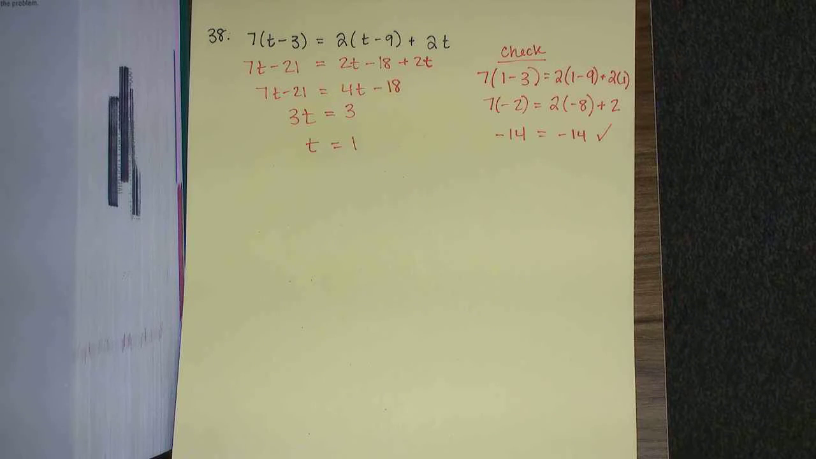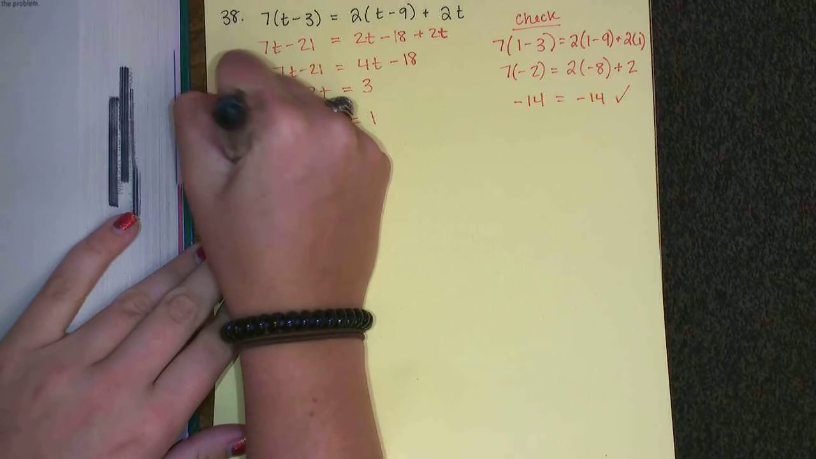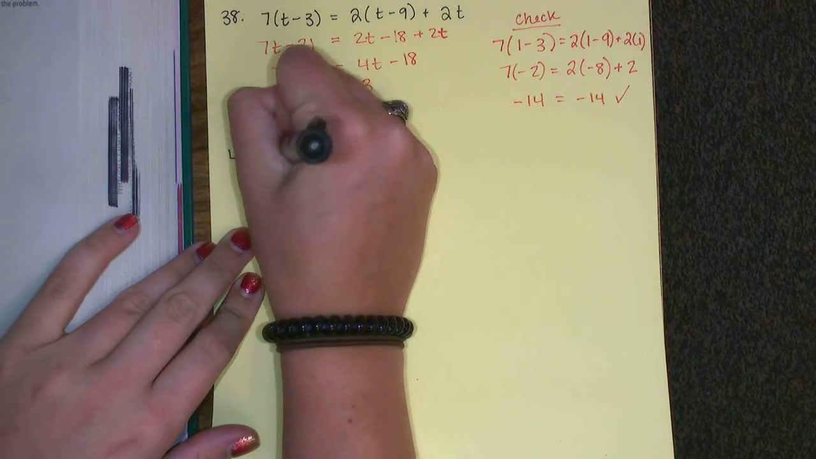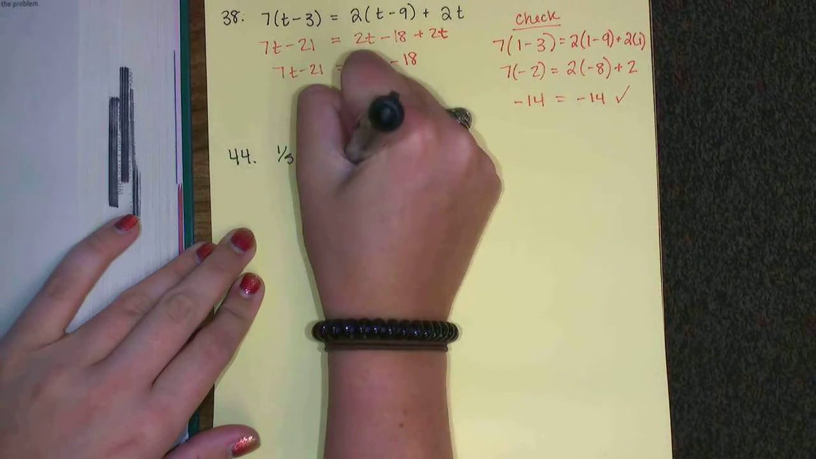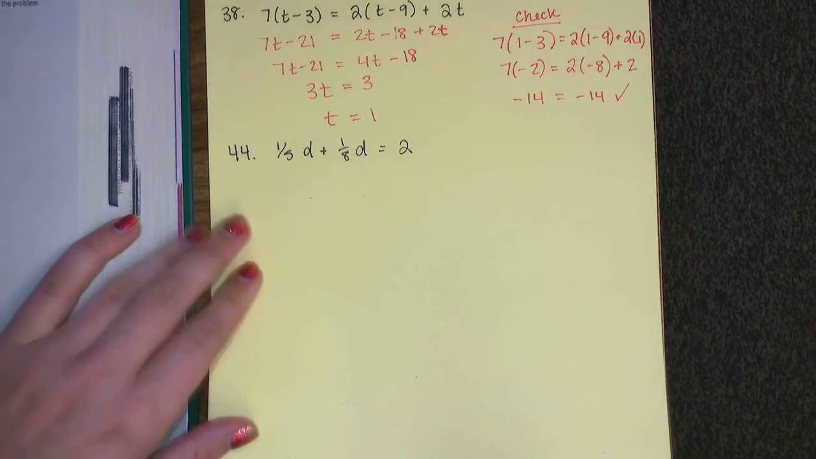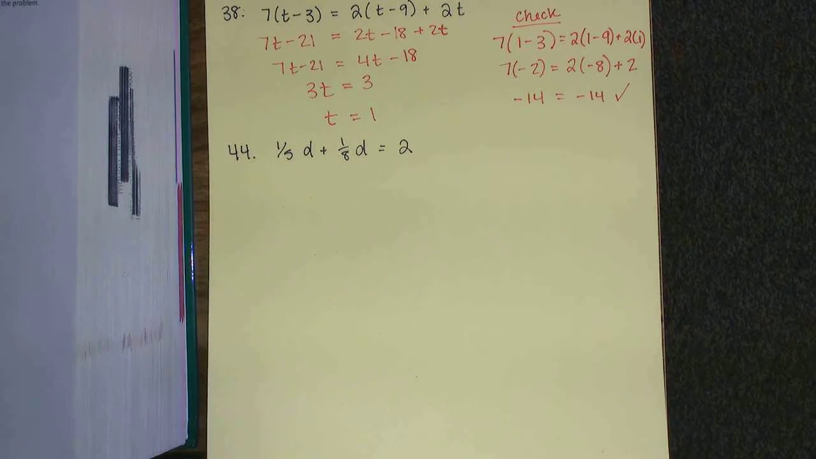How much do you guys hate fractions? All right. Do you want me to teach you a trick to get rid of fractions so you don't have to deal with them? All right. Problem 44. One-fifth d plus 1/8 d is equal to 2. All right. So if y'all were to start this problem before I tell you the trick, how would you go about doing that? You'd have to make the bottom the same. What number would you use to do that?